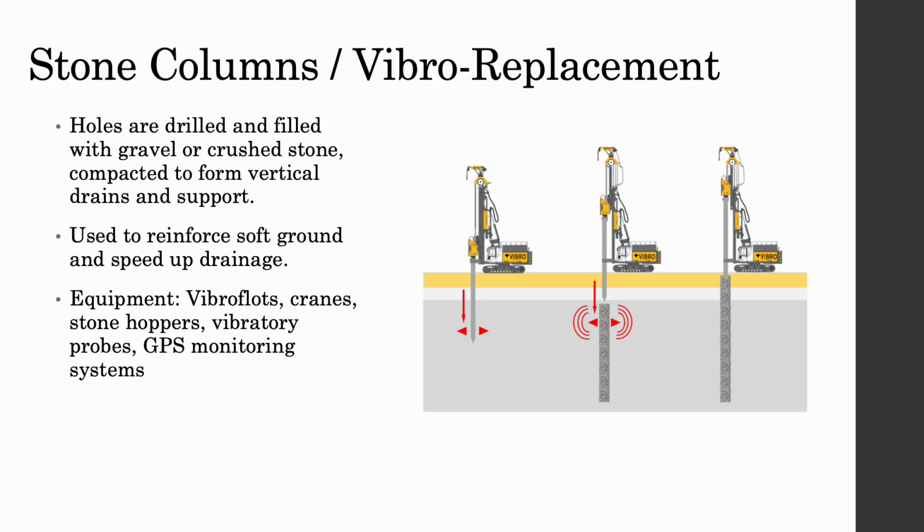Stone columns, also known as vibro replacement, are formed by drilling holes into the ground and filling them with gravel or crushed stone. The material is compacted in layers, which creates vertical columns that act as drains and improve load-bearing capacity. This technique is mainly used to reinforce soft, compressible ground and to improve drainage, especially in areas where rapid settlement could be an issue. Equipment for this method includes vibroflots, which are inserted into the ground to help compact the stone, as well as cranes, stone hoppers, vibratory probes, and GPS monitoring systems to control placement and depth.